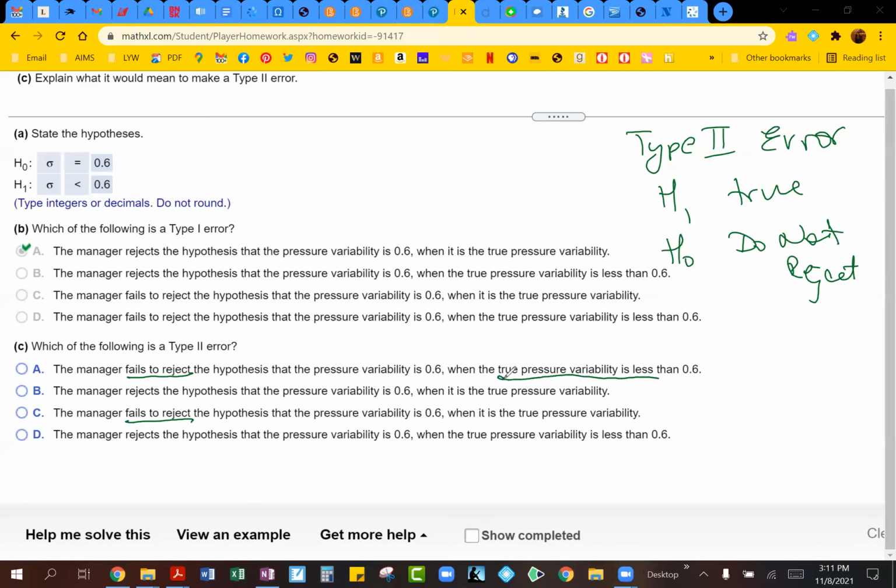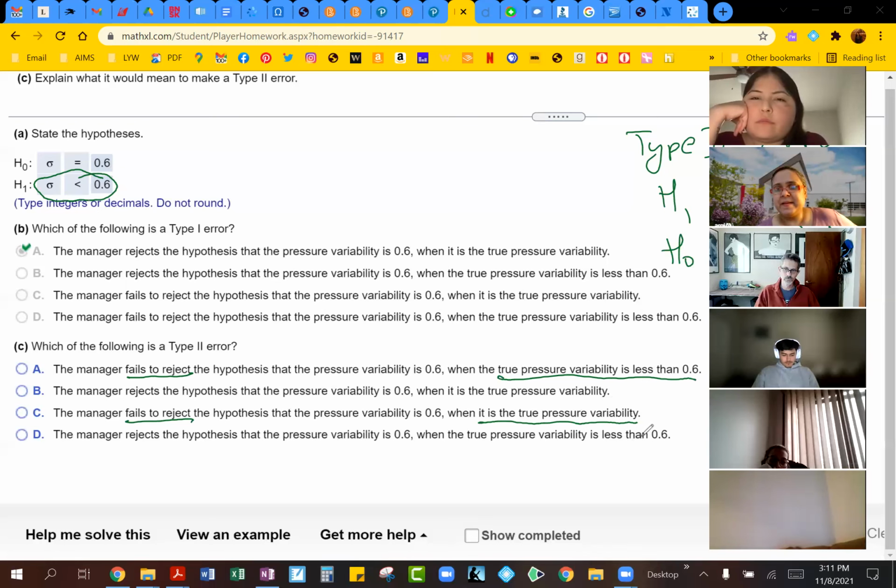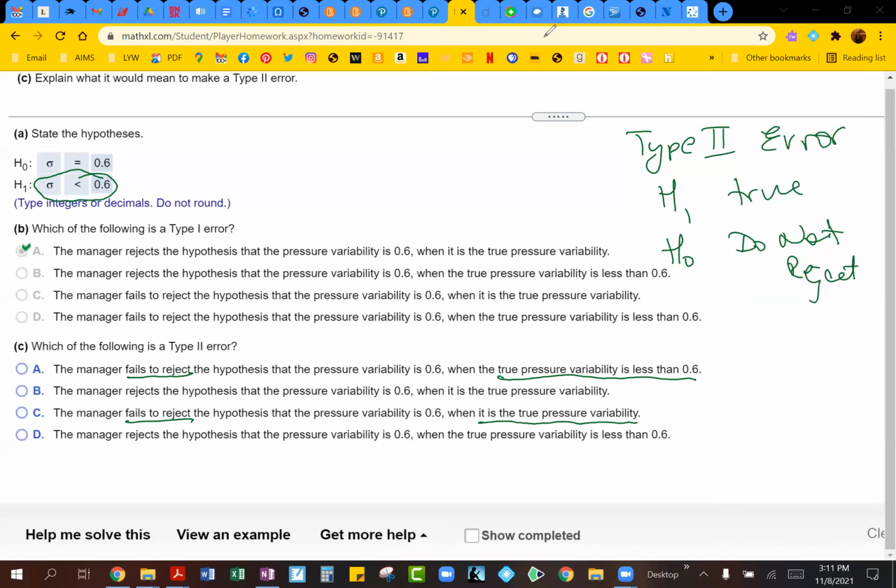Part A says the manager fails to reject the hypothesis that the pressure variability is 0.6 when the true pressure variability is less than 0.6. And part C says the manager fails to reject the hypothesis that the pressure variability is 0.6 when it is the true pressure variability. So our alternative was that the manager felt the pressure variability was reduced. Since we know the alternative has to be true, which option would you be leaning towards, A or C? Because we know the alternative hypothesis is true, but we fail to reject the null.